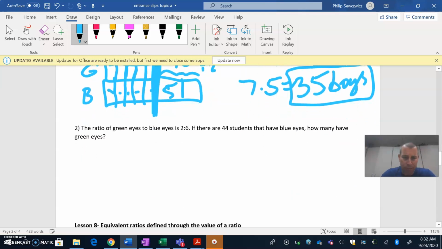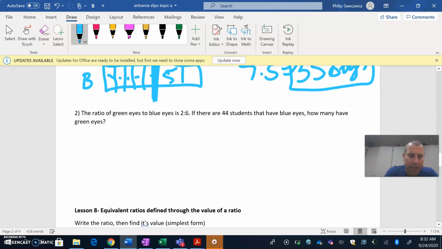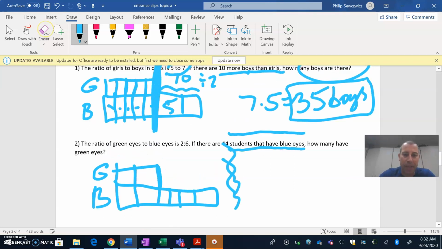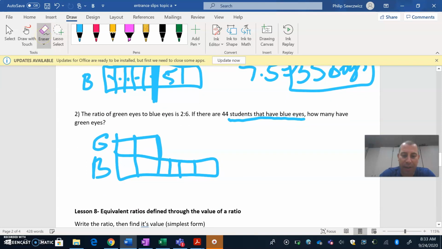Okay, so the ratio is 2 to 6. Let's get ourselves 2 boxes down, and then 6 boxes down. Again, they've got to match up for the first 2, and then 3, 4, 5, and 6. Green eyes to blue eyes. There's the green eyes, there's the blue eyes. There are 44 students that have blue eyes. Does it say total? Total, I'm going out here. No, it does not. Okay, eraser. There we go.